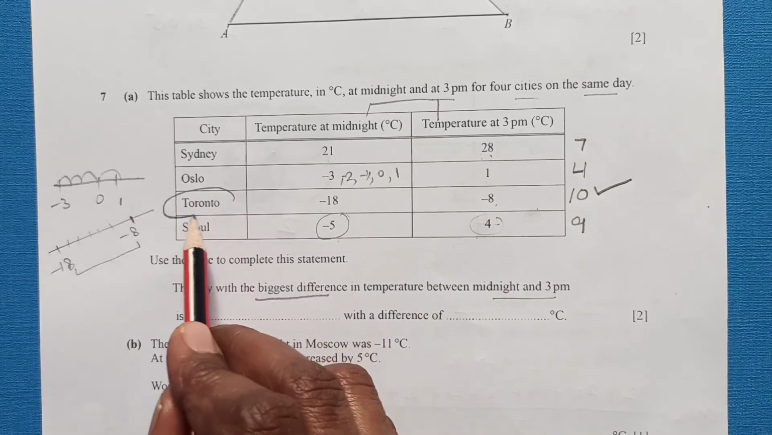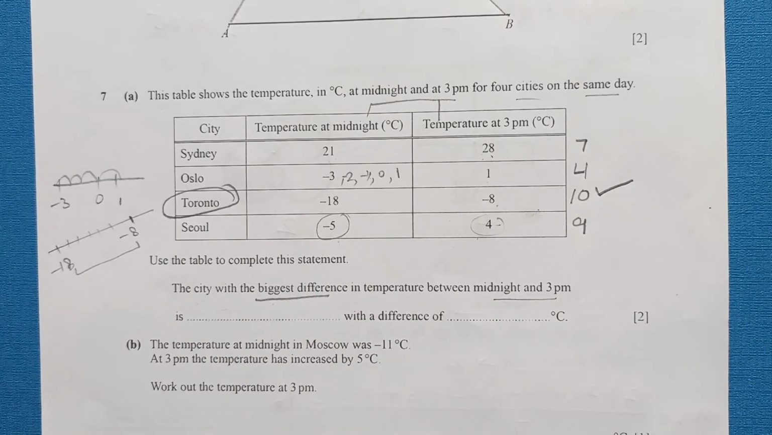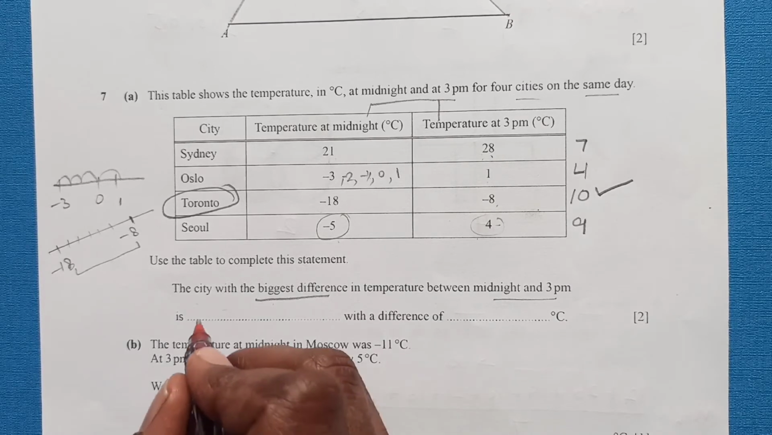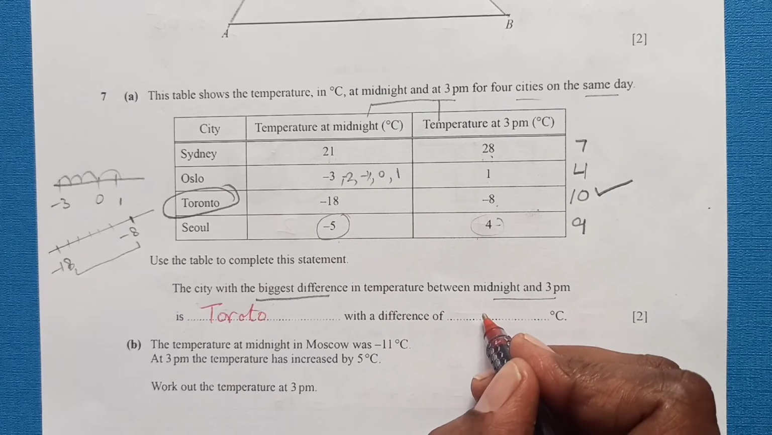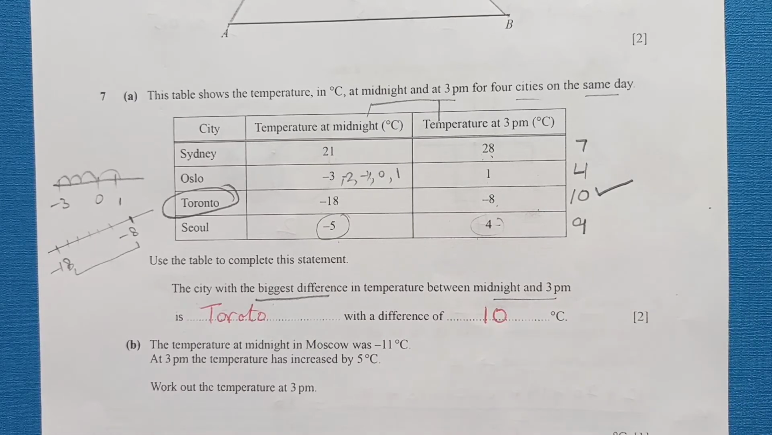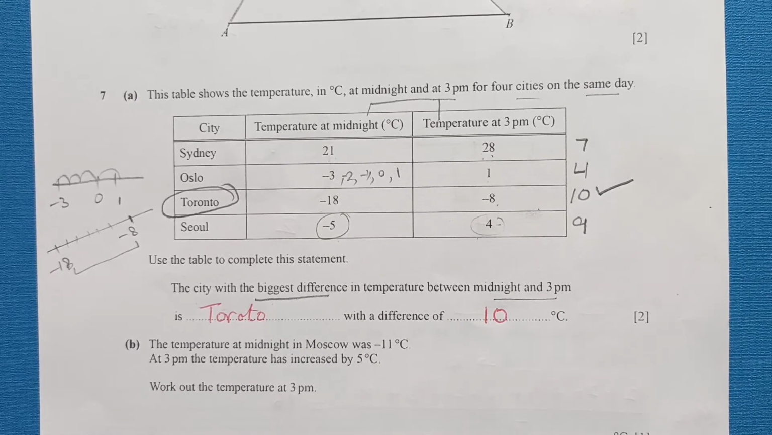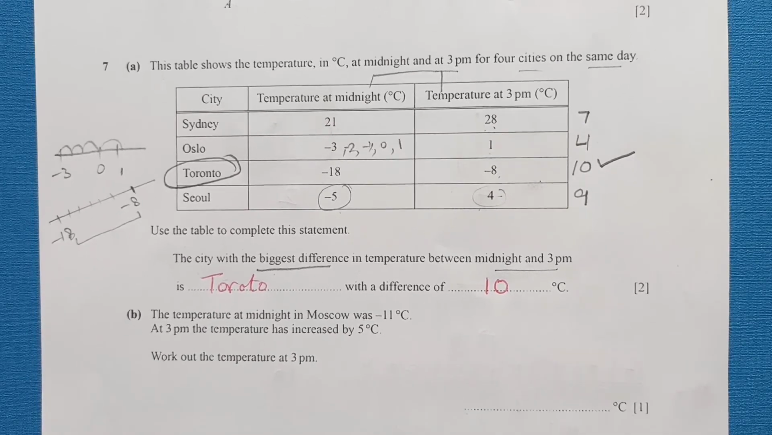So which one is that? That is Toronto. So we can write down here the name of the city, which is Toronto, with a difference of 10 degrees, right?